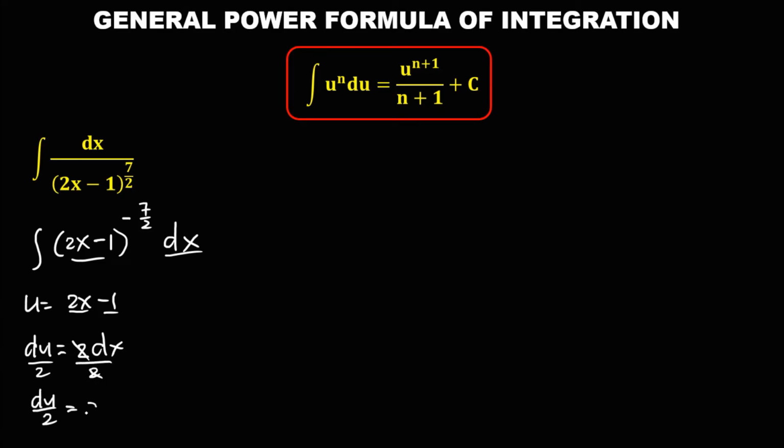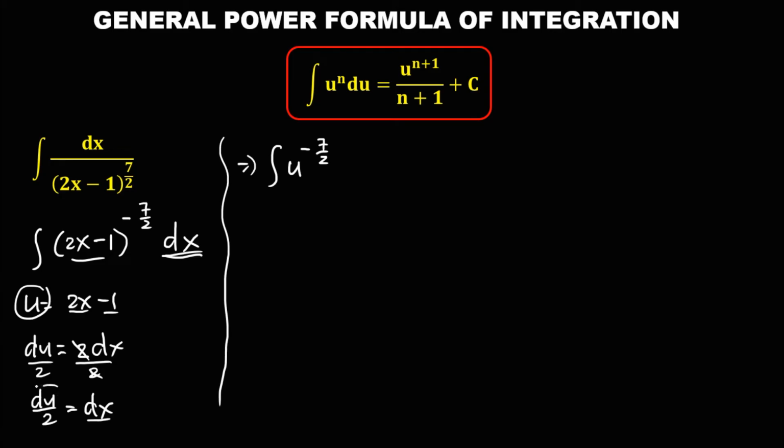So du over 2 is equal to dx. Then to solve now for the integral, we have the integral of u to the power negative 7 over 2. Then dx is du over 2. So du over 2. Then to simplify, this becomes 1 half, then the integral of u to the power negative 7 over 2, then the du.